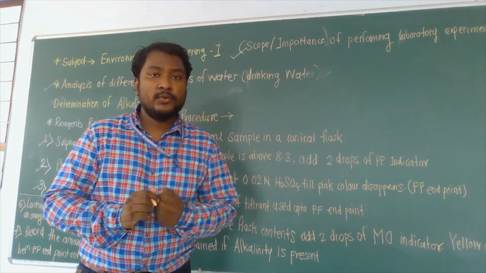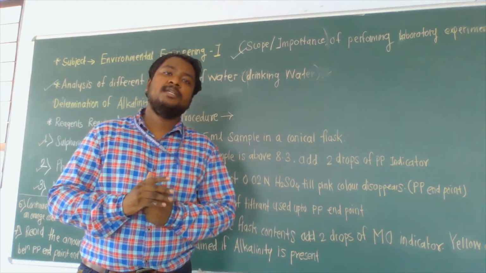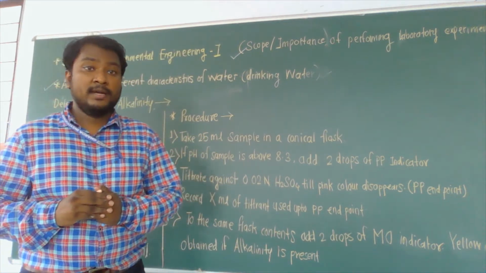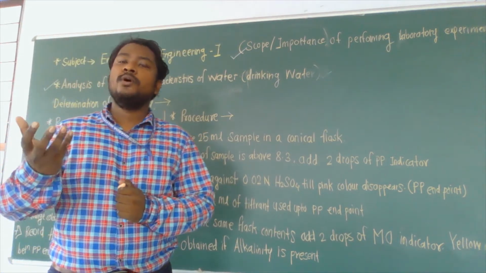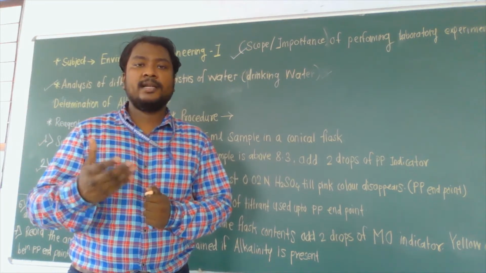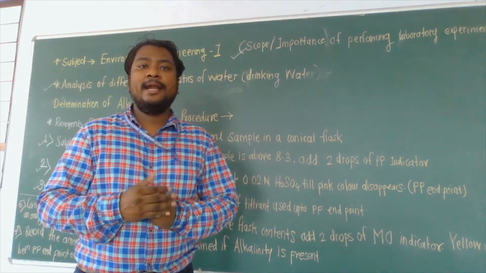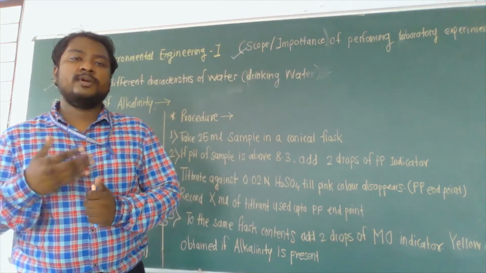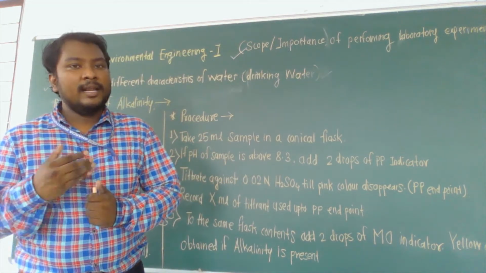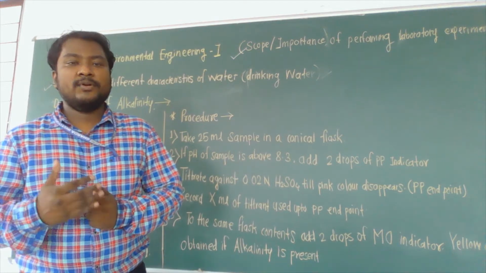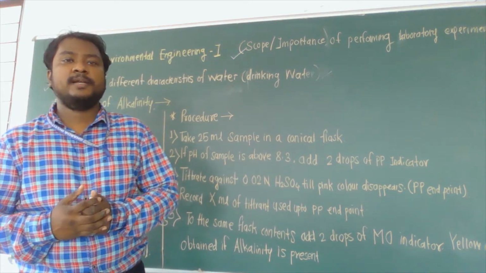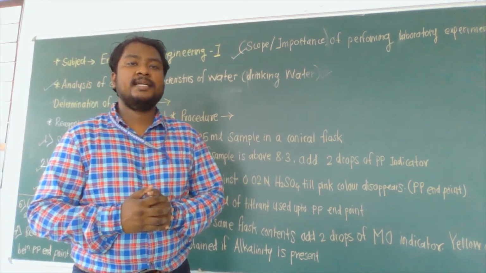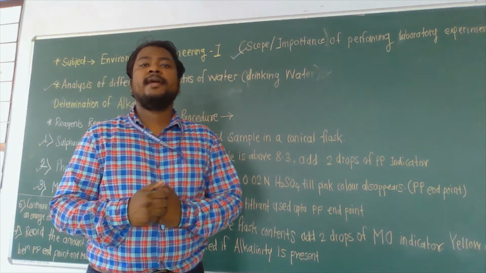Why are we going to use two indicators at a time? Because we have seen in the theory that alkalinity exists in different forms. Suppose you want to set up an environmental consultancy, and a water sample comes to your lab to be tested. Alkalinity is not only a single form, and due to these different forms there is a necessity of using these two indicators at a time.